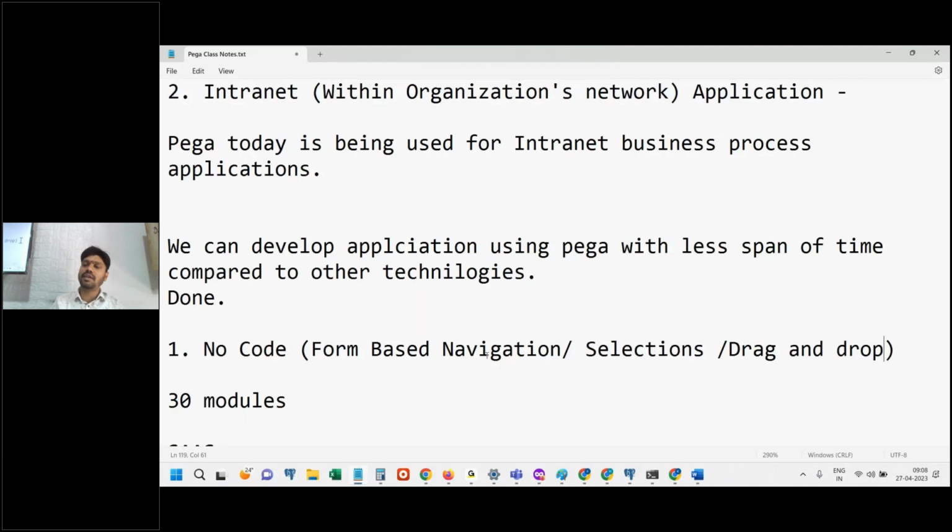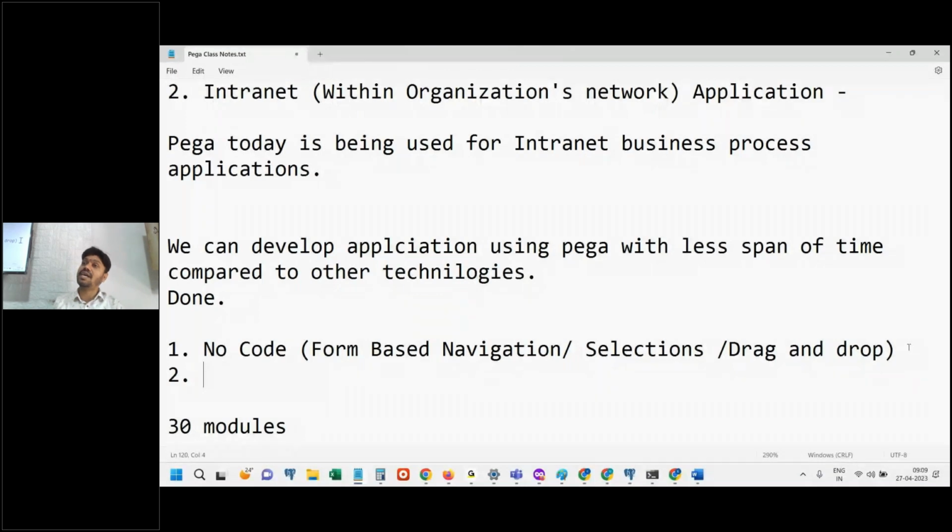Not only this, see, if you are writing code from scratch, suppose it takes 1 hour. If you are not writing the code from scratch, but you drag and drop and the code is generated in the backend, it may take 30 minutes, for example.